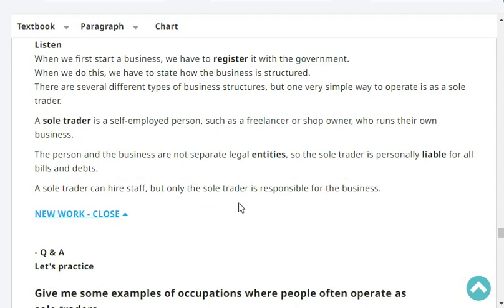business. The business person and the business are not separate legal entities. So the sole trader is personally liable for all the bills and debts of the company. A sole trader can hire staff, but only the sole trader is responsible for the business.